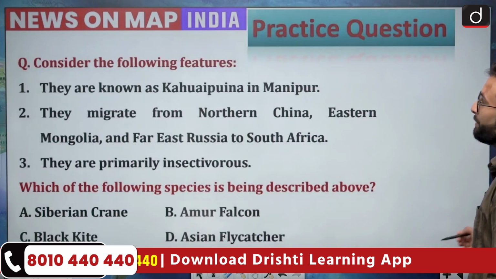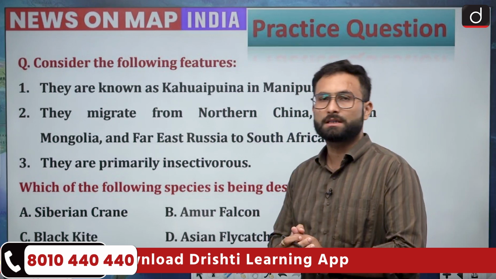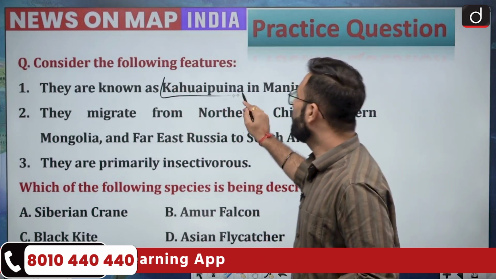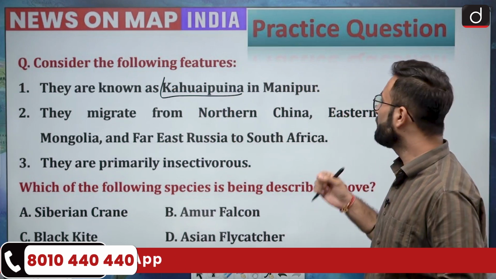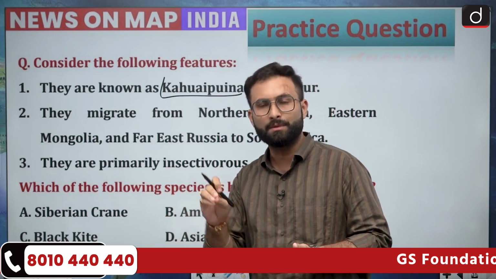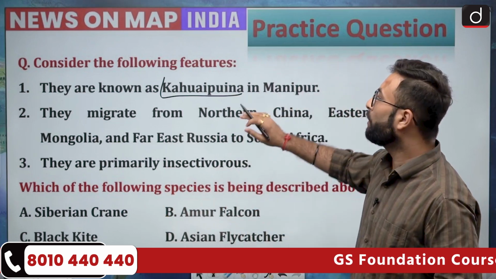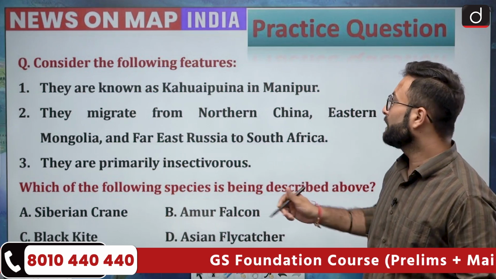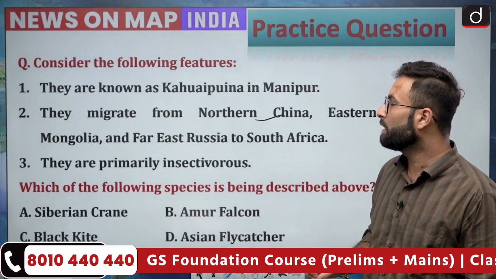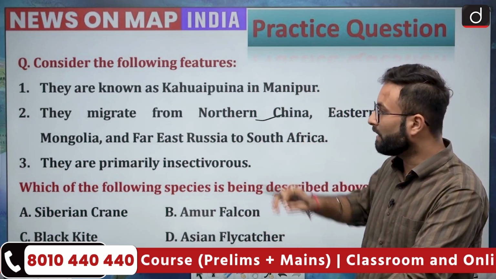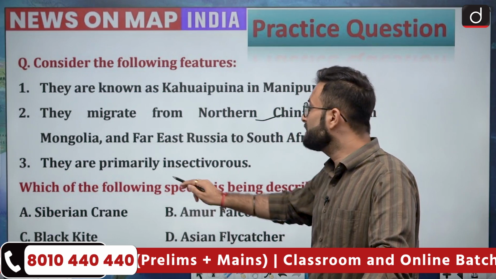Now moving to the last part, that is basically a practice question for you. Consider the following features. They are known as the Kahuai Puina in Manipur. Now this is a word given in the local language, and the pronunciation can be different. They migrate from northern China, eastern Mongolia, and far east Russia to South Africa. And the third one is they are primarily insectivorous.